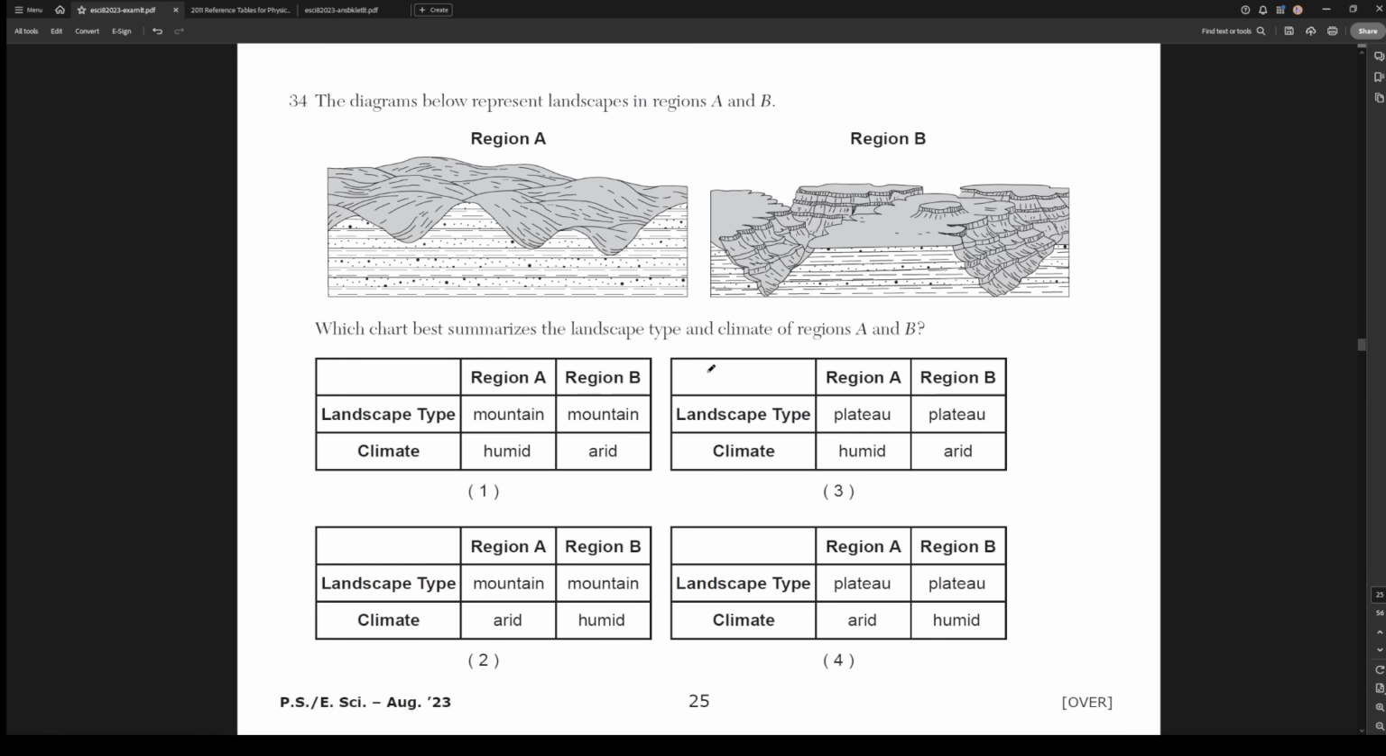Which chart best summarizes the landscape regions of climate A and B? Okay, I'm not even looking at the choices here. Rolling hills on the left. This is humid. This is dry or arid. This would be like forest. This would be like desert.